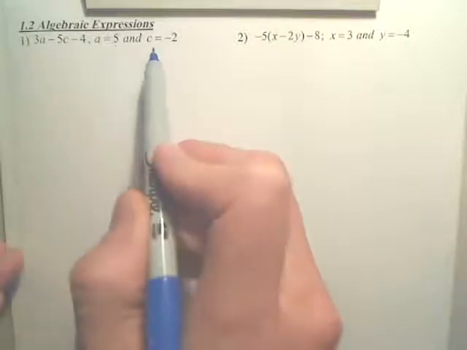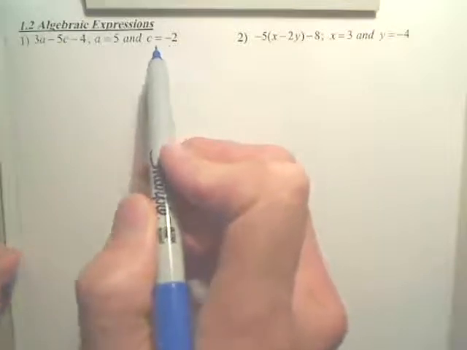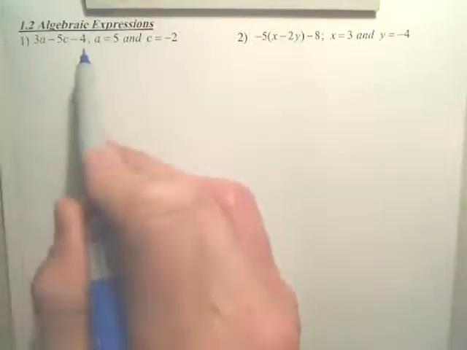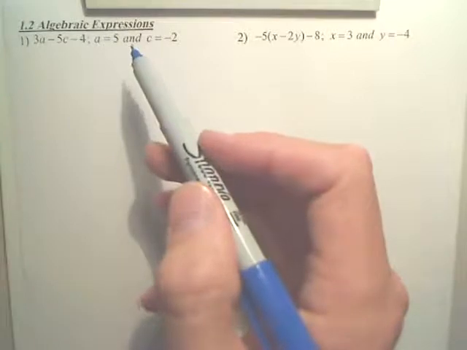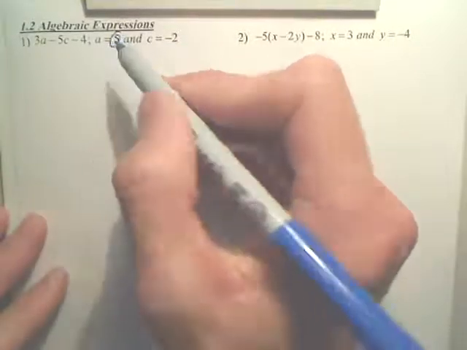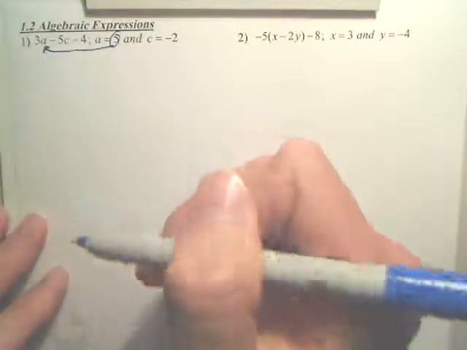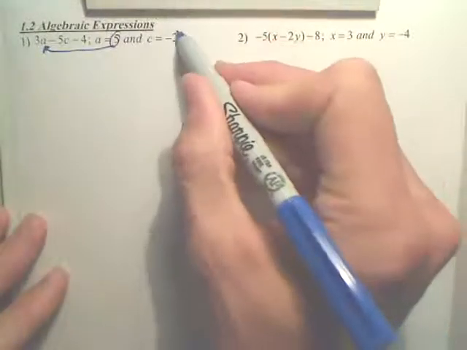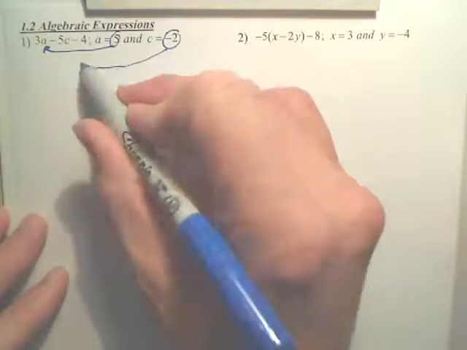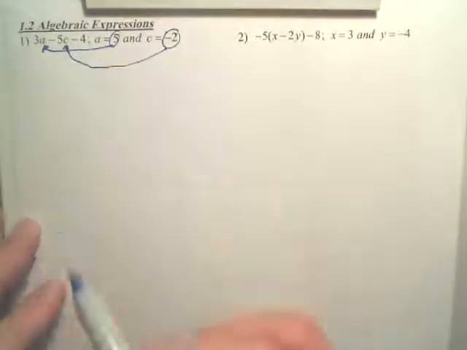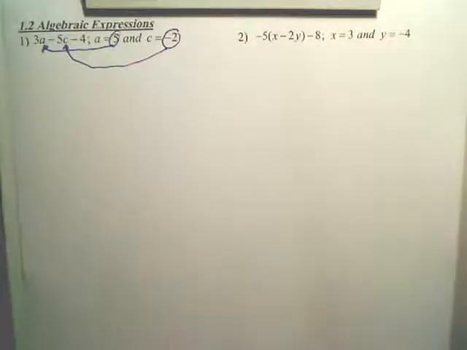The A value is right there. The C value is right there. We're going to plug them in to this expression and see what we get out. So this is going to go in for the A. This is going in for C.